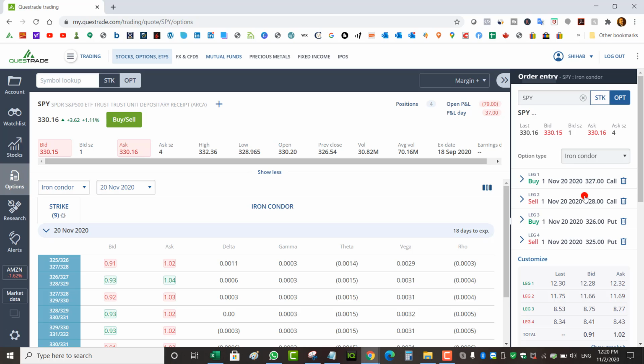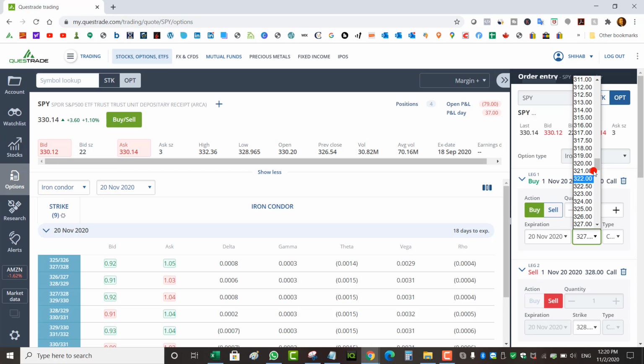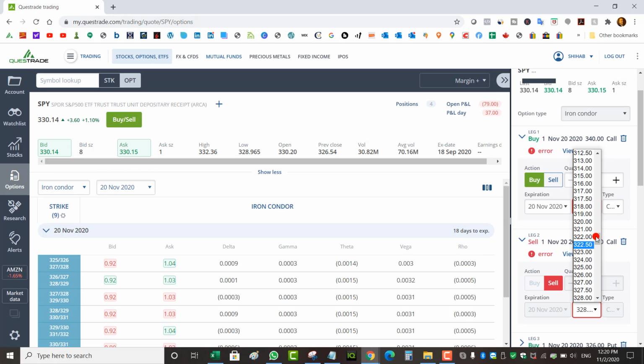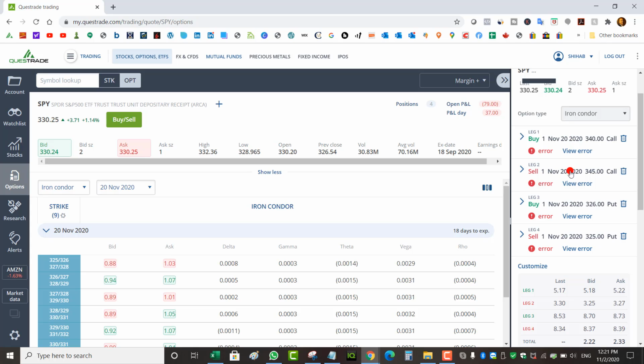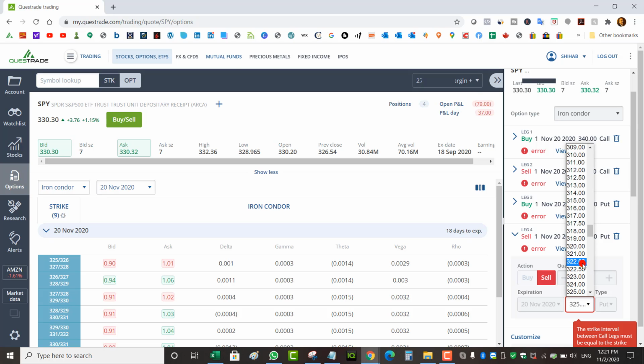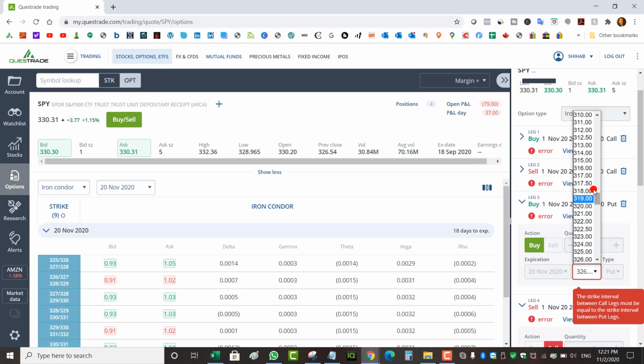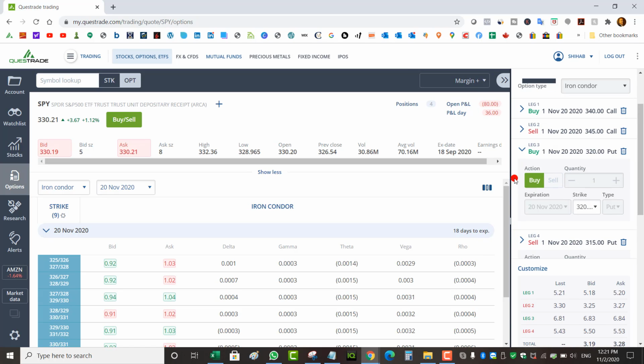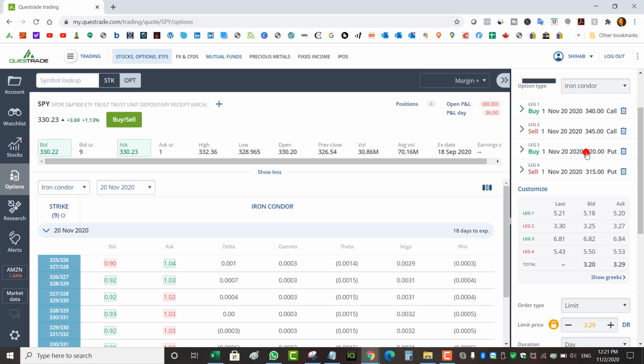SPY is at 330 right now. Let's say I were to buy the 340 call option and then sell the 345 call option as well for November 20th. So right here, I've got a call spread, a vertical call spread. And then on the put side, I'm going to buy the 320 put, and I'm going to sell the 315 put. I'm going to explain shortly what this means. So here we've got a call spread, and here we've got a put spread. This is a debit call spread, and this is a debit put spread.